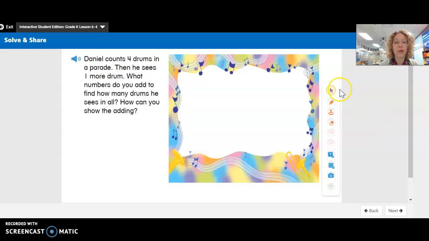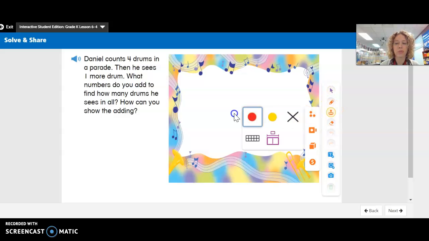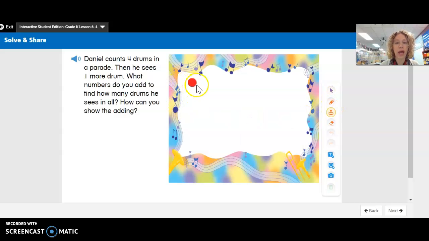All right, so Daniel counts 4 drums, and so we're going to use counters to represent drums. So he saw how many? 4. 1, 2, 3, 4. And then he saw one more drum. So I'm going to put one more over here to represent the other drum that he saw. All right?